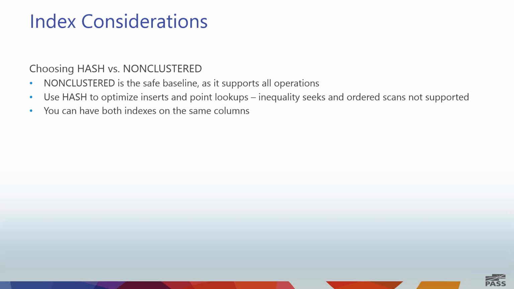Also, one thing to keep in mind is that you can have both types of indexes on exactly the same column. So if you have some column or some set of columns where you need to perform a lot of point lookups and you need to perform range scans or ordered scans as well, you can have both the hash index and a non-clustered index on the same columns.